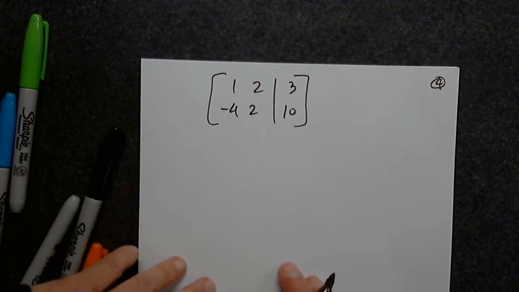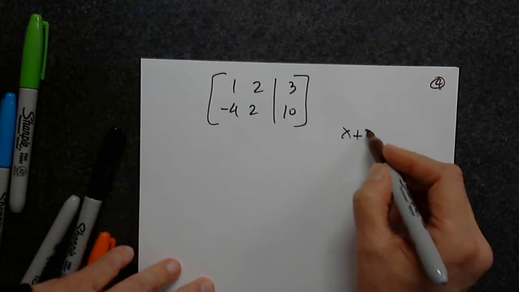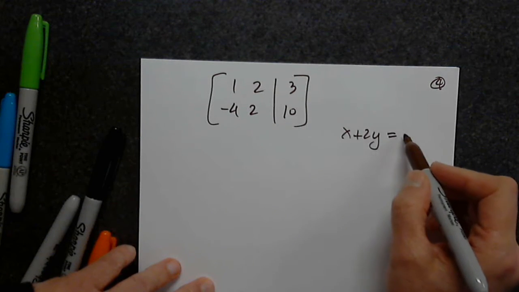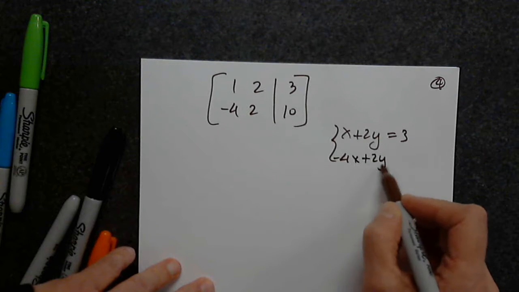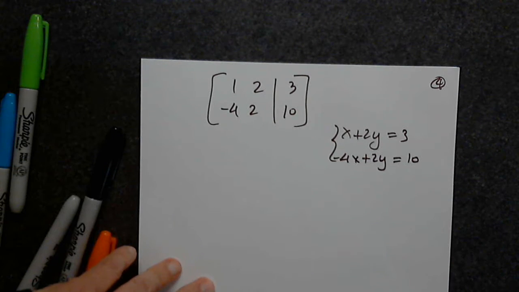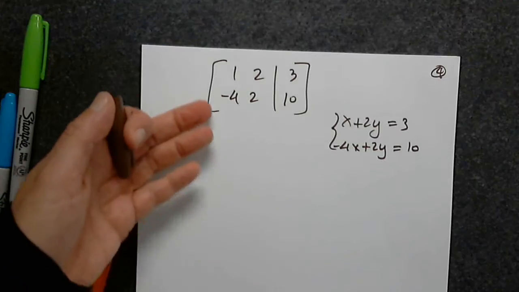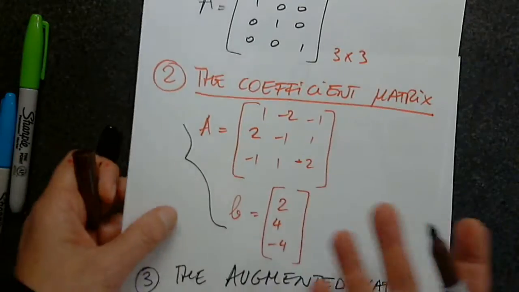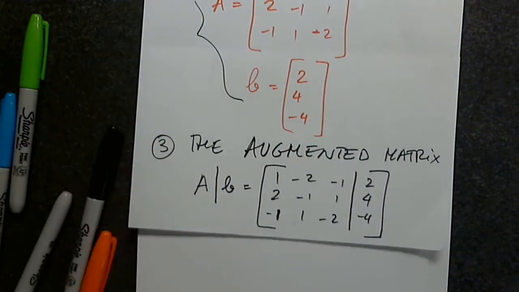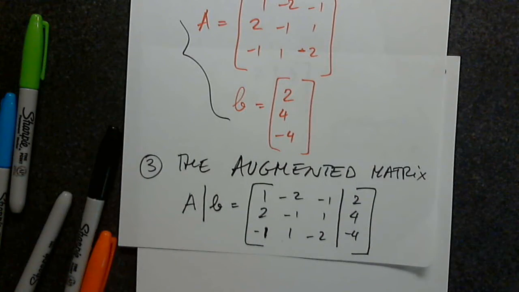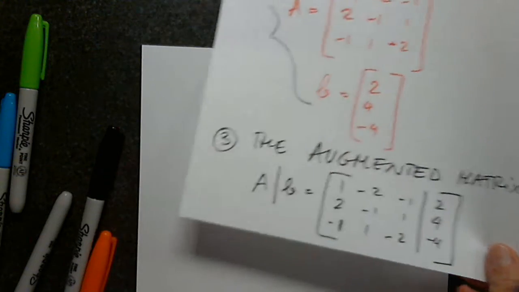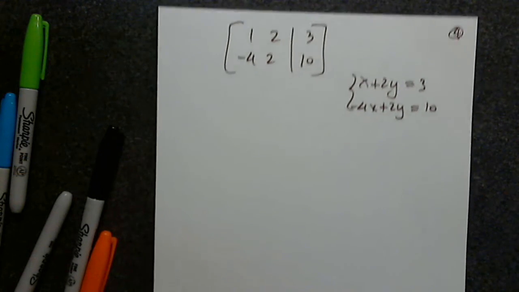What do you think this is? X plus 2... or 2X plus 2y equals 3. Negative 4x plus 2y. That's it. So, of course, we're not going to look at a 2 by 2. We're going to look at a 3 by 3. So this is the augmented matrix, augmented with the column of the free terms. Okay. Step number 4.